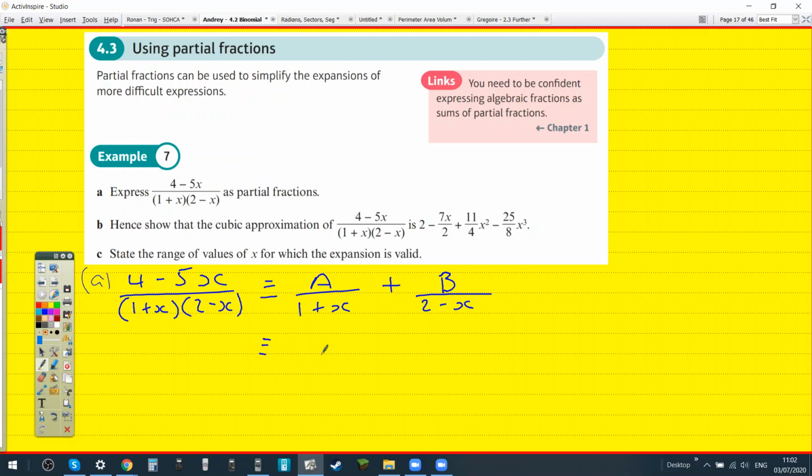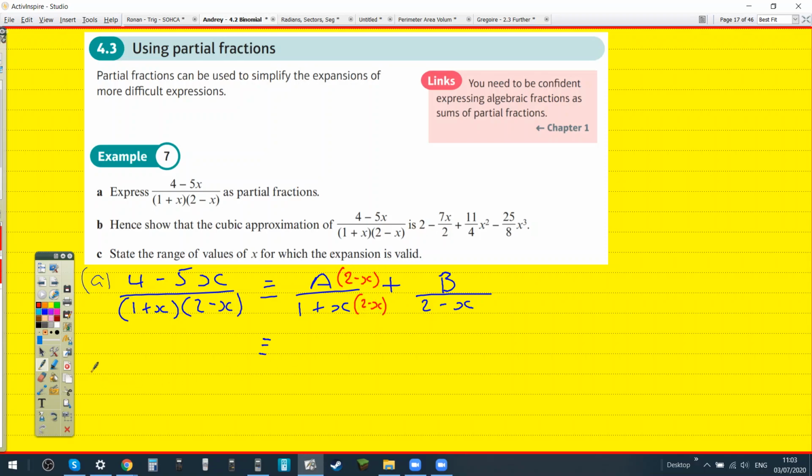And so would that be a plus b over... do I need to get the denominators to be the same first? Yeah. So do I need to times a by 2 or something? So you would times A by 2 minus x over 2 minus x.